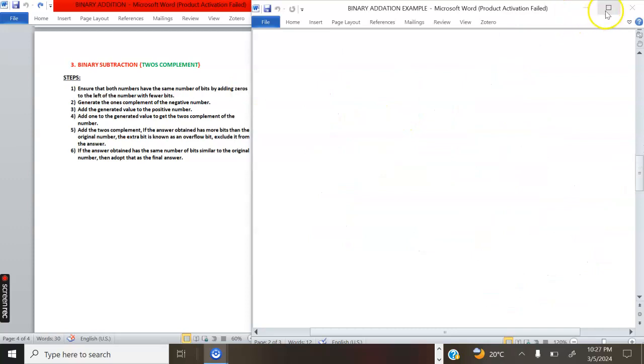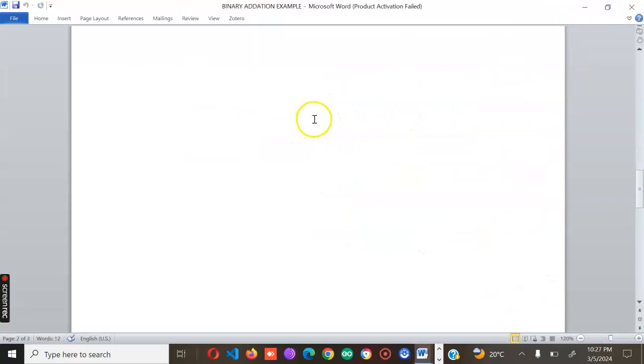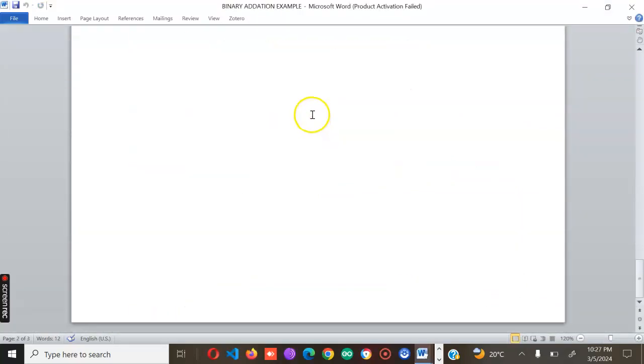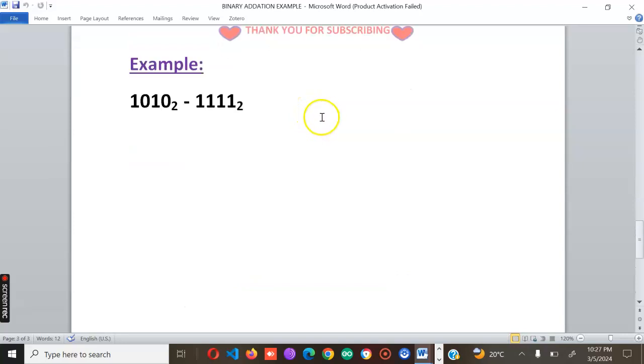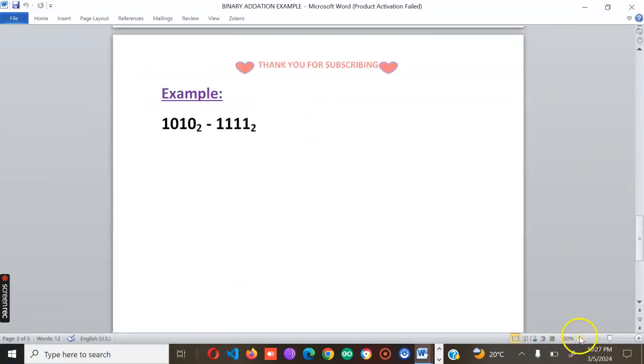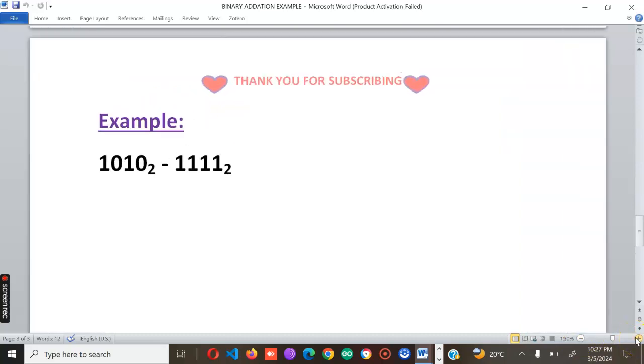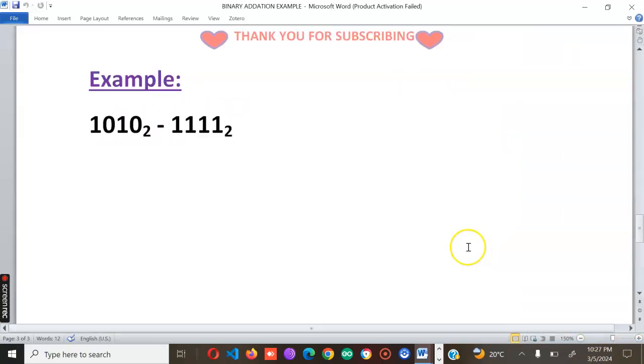Okay, let's move now to our last example. I will give you maybe 2 minutes to go through this one so that you can gauge whether you have understood. 2 minutes. So 1 minute is over. Okay, let's do it now.